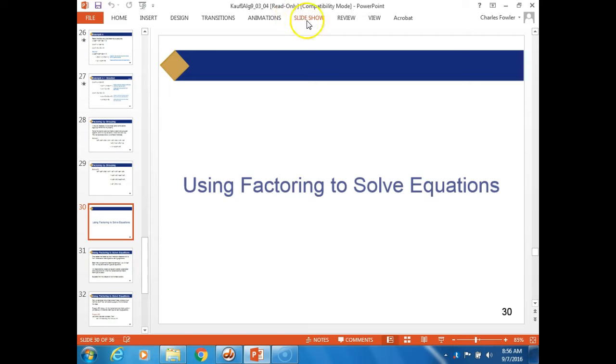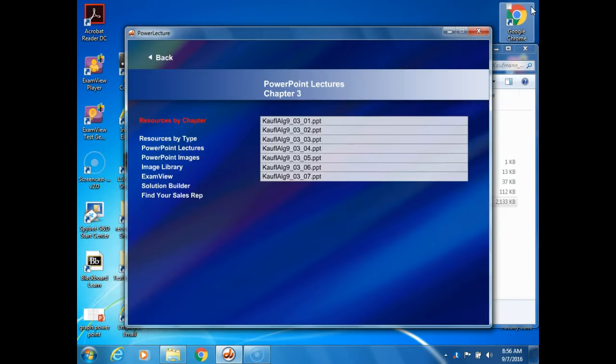All right. What I need to do here is get out of 3.4 and go to 3.5.